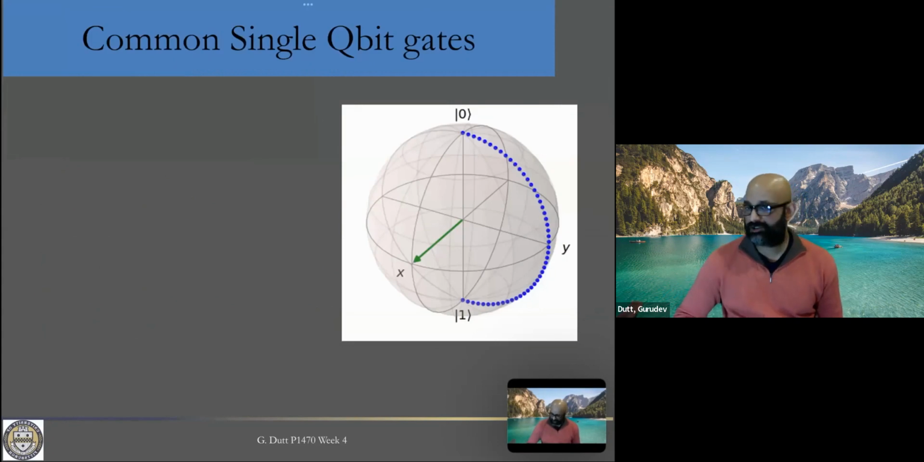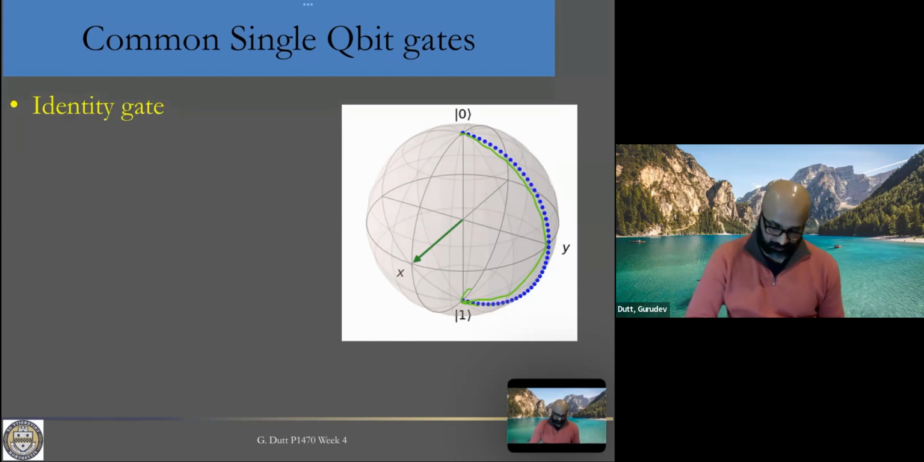So this action of the Pauli X gate can be looked at on the Bloch sphere as taking the state 0 and flipping it to the 1. Okay. And also, I should mention there are some other common identity gates.